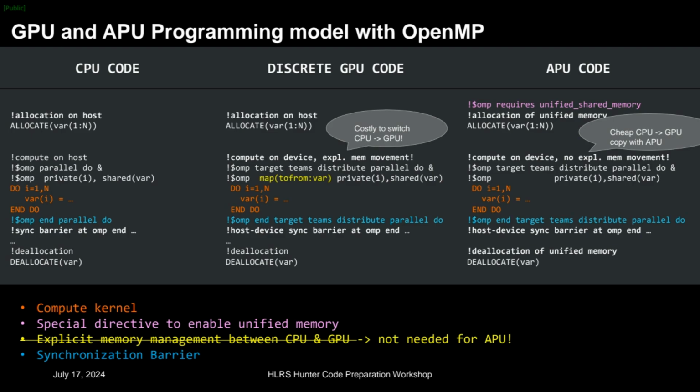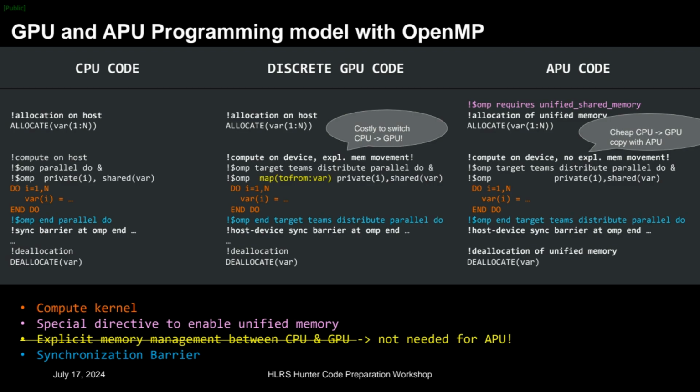So on the APU, you don't need all the data copies. So in case you only work on MI300A in the future, you can just forget about everything concerning data mapping. Just put omp requires unified shared memory on top of every module or every program you write, and then you don't have to care about data mapping at all. And that's really convenient for porting from a CPU to a GPU.